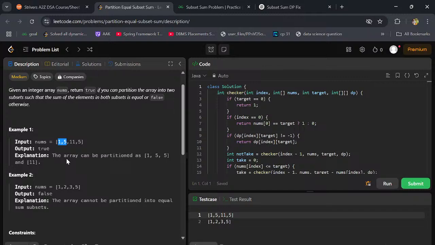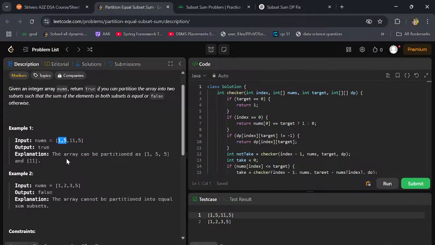Okay, let's do this. Given an integer array nums, return true if you can partition the array into two subsets such that the sum of elements in both sets are equal, or false otherwise. Can you divide these into two sets, 1, 5, 5 and another set 11, so that you can divide it, right? That's what they're asking.